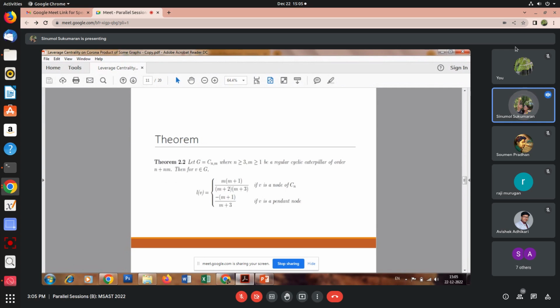Now this is the theorem. Let G equal Cnm, where n is greater than or equal to 3 and m is greater than or equal to 1, be a regular cyclic caterpillar of order n plus nm. Then for V in G, we found that the leverage centrality of V is equal to m times (m plus 1) by (m plus 2) times (m plus 3) if V is a node of Cn, and this is equal to minus (m plus 1) by (m plus 3) if V is a pendant node.